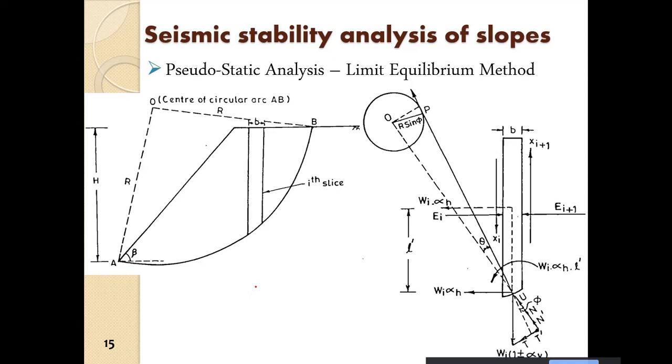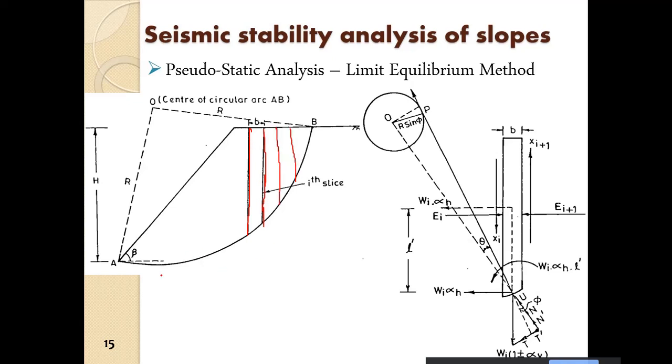the method of slices has been developed to analyze slope stability. So this is the Swedish circle method of slope stability analysis, which was among the first methods introduced by Fellenius in 1936. The basic idea is we divide the slope, or the failure mass, into different slices.